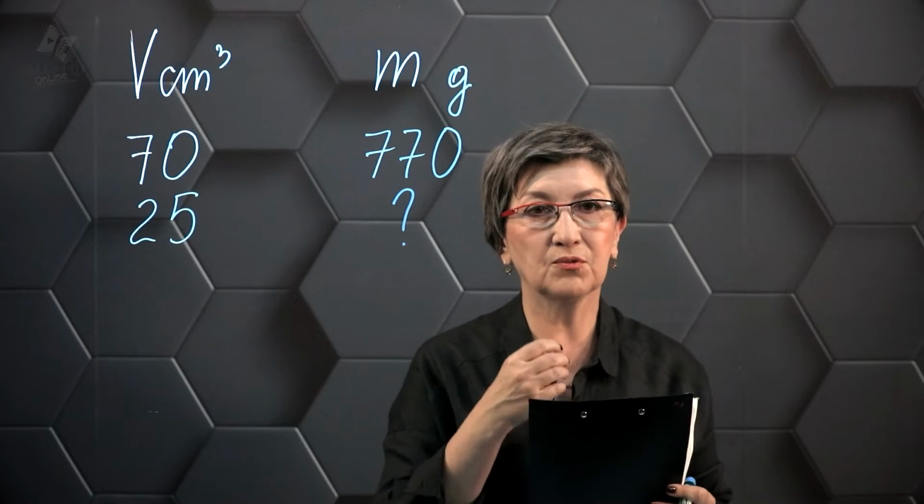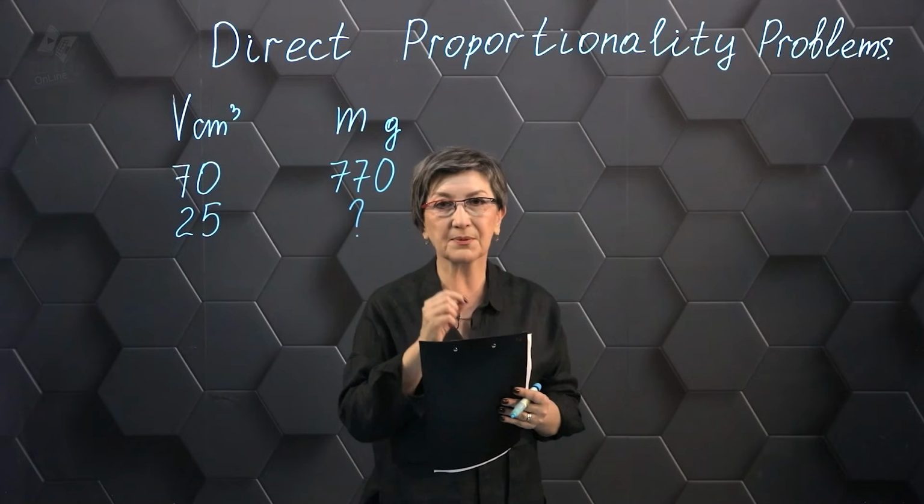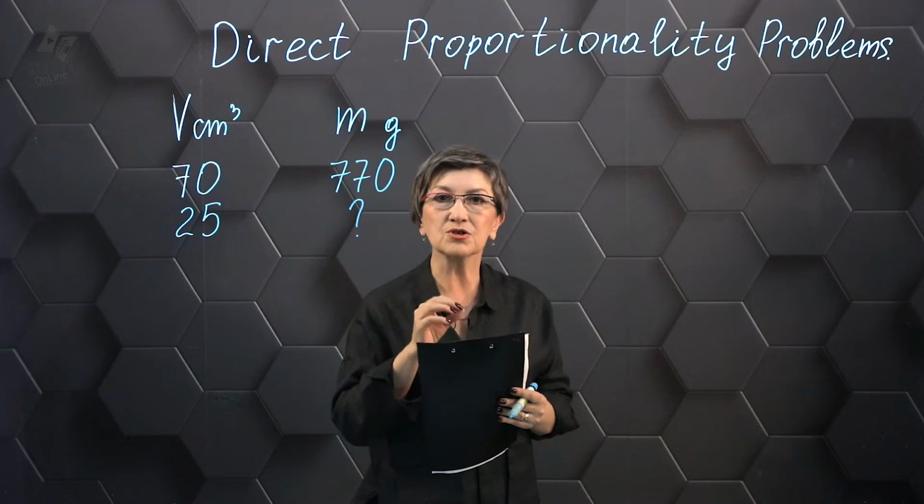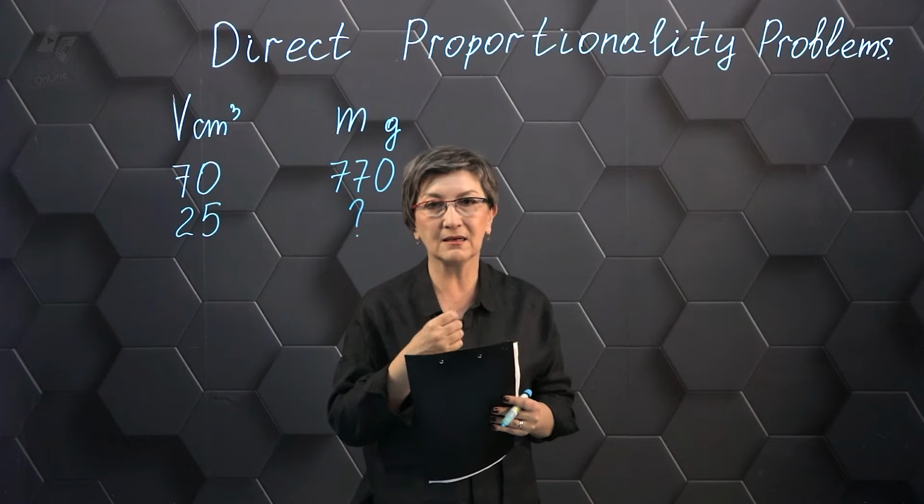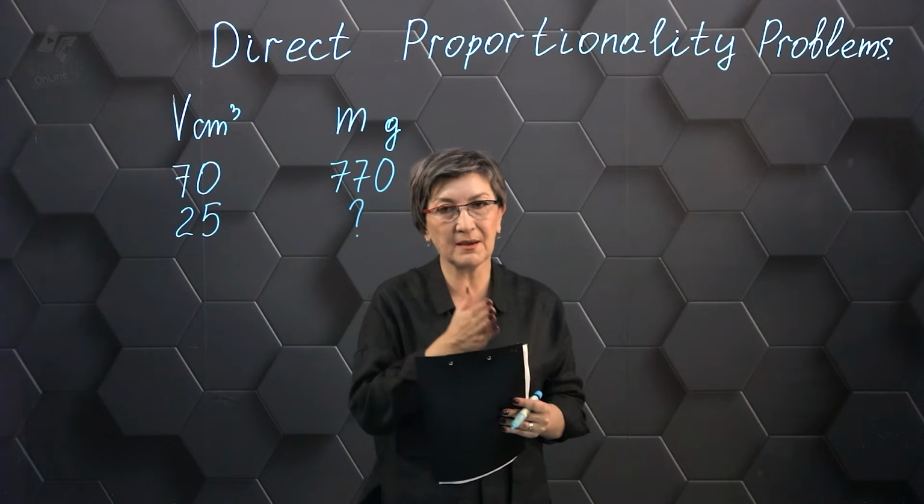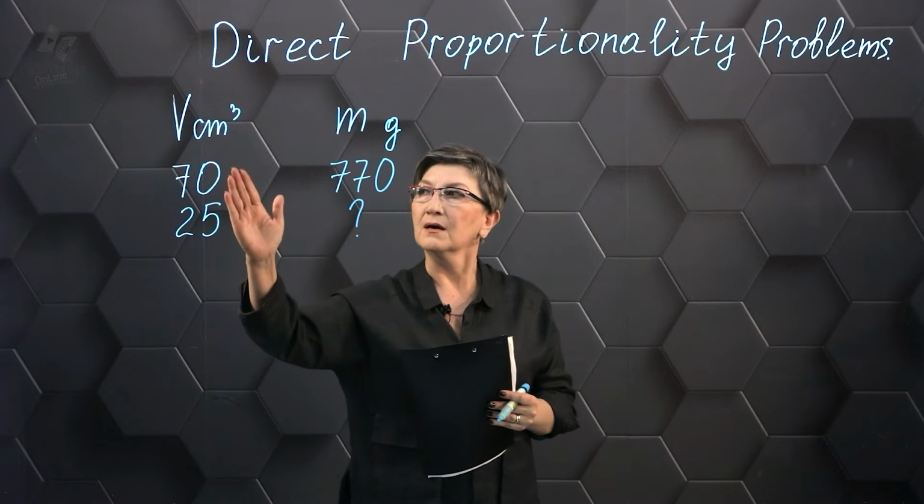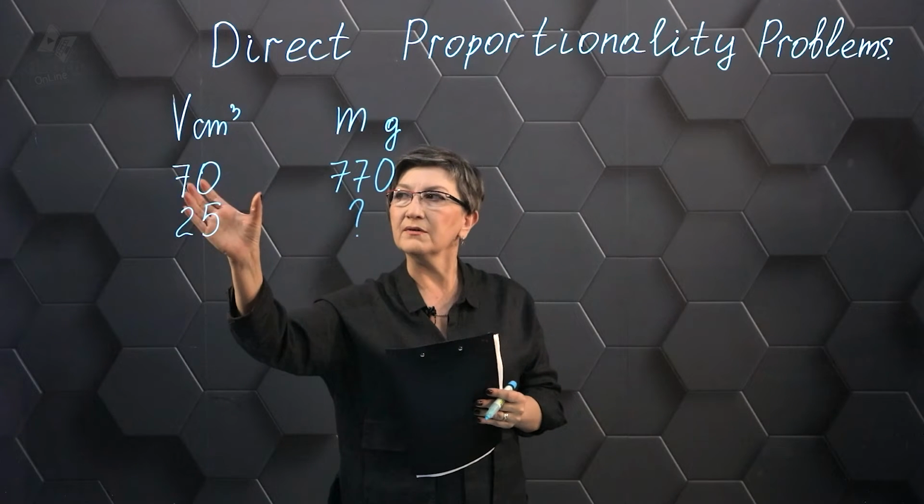I will use the proportion. In order to get the proportion right, we first have to figure out what proportionality is. The fact is that proportionality is direct proportionality and inverse proportionality. How to find out? We pay attention to the quantities.